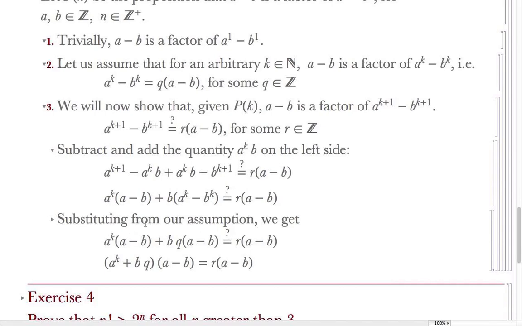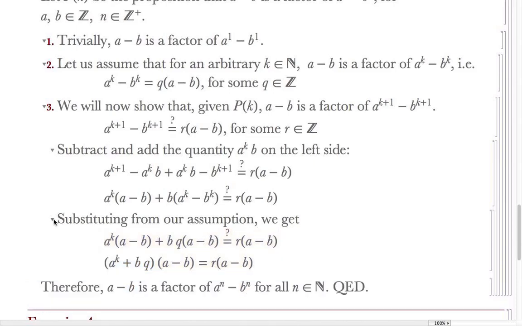Now we've got two terms, each of which has a factor of a minus b, which I can factor out of those two terms and see that yes, indeed, the left-hand side is divisible by a minus b. The multiple that it leaves, the other factor, is a to the k plus b times q, which is what our r happens to be in this case. And so we found a way to show that the left-hand side is divisible by a minus b. Therefore, a minus b is a factor of a to the n minus b to the n for all n in the natural numbers and the positive integers, same set.